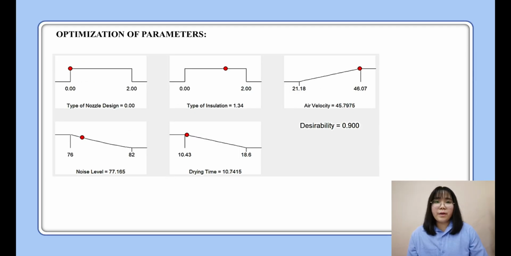Figure above shows the ramp function graph in order to achieve the requirements for maximum air velocity, minimum noise level, and minimum drying time. The upward slope for the air velocity indicates the desired response at the maximum value, whereas the downward slope for both the noise level and drying time indicates the desired response at the minimum value. The minimum type of nozzle design 0 and the type of insulation 1.34 produce the highest air velocity, lowest noise level, and drying time with the desirability of 0.9.